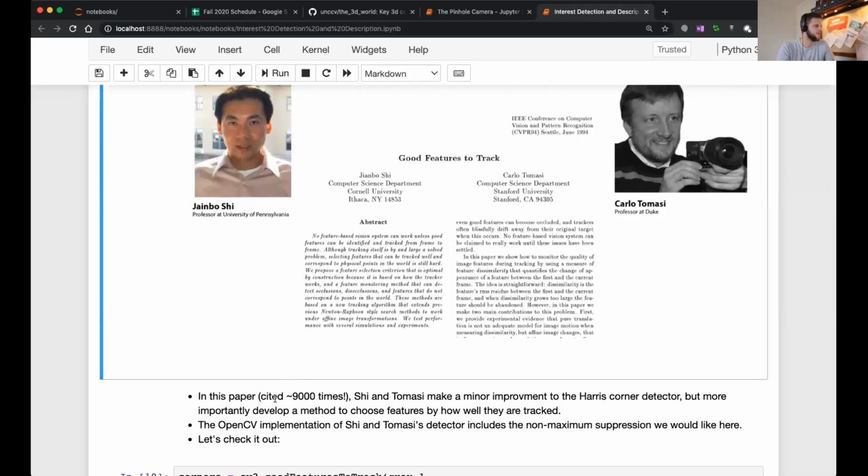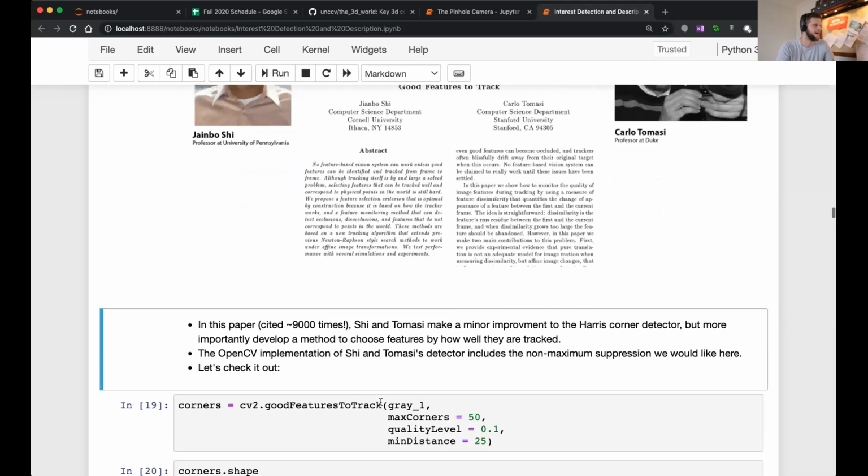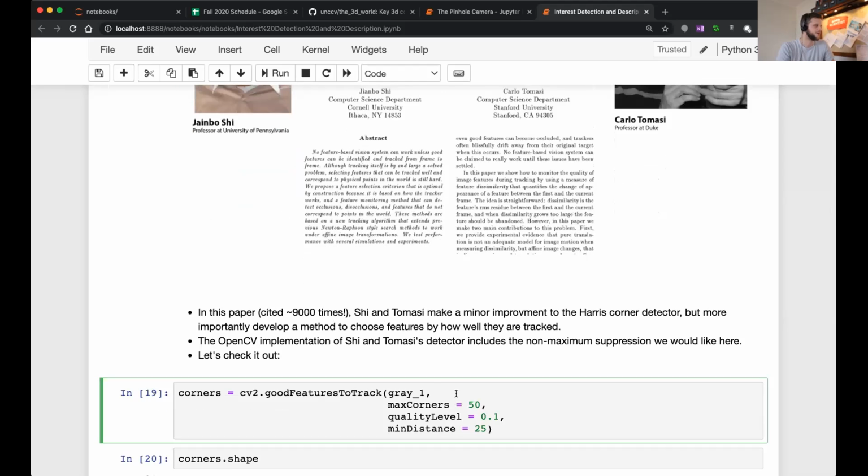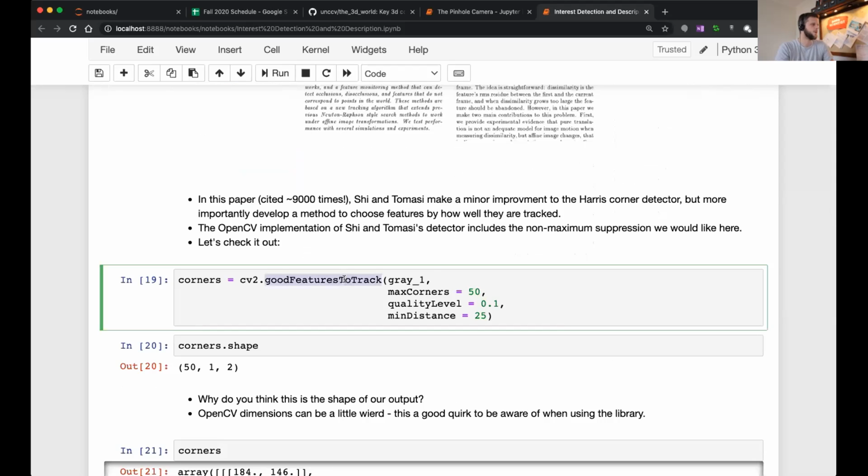It's been cited a bunch. It's a very popular method. So we're going to use it here. And we're going to use the OpenCV method. It's called Good Features to Track. You get to tell this method how many corners you would like. There's a few parameters you can play with, quality level, things like that. The min distance parameter is really cool. Any guesses on what the min distance parameter does in this Good Features to Track function?